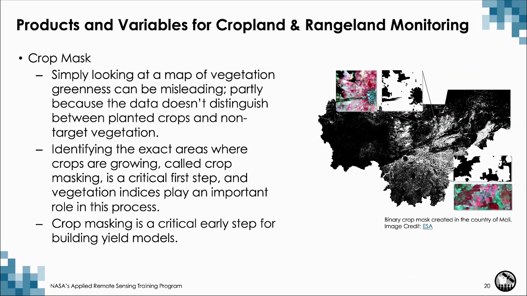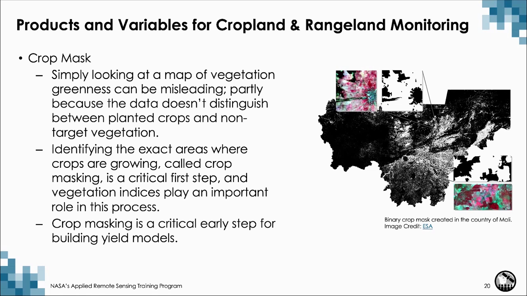Simply looking at a map of vegetation greenness can be misleading, partly because the data doesn't distinguish between planted crops and non-target vegetation. For this reason, identifying the exact areas where crops are growing, called crop masking, is a critical first step, as it is necessary to exclude results that stem from extraneous plants like trees and grass.